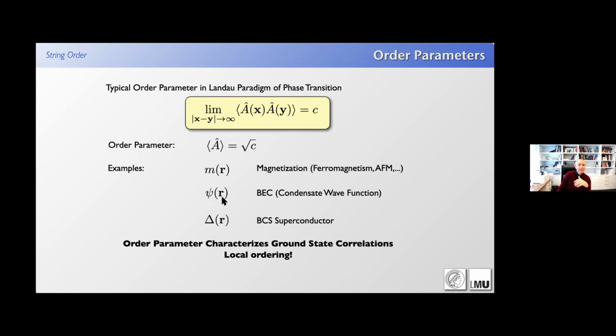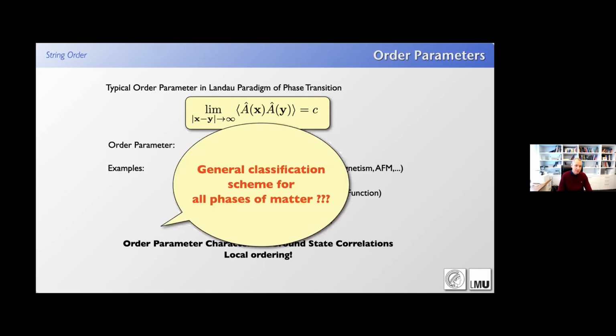Or take a BEC condensate wave function. You tell me the amplitude and phase of the condensate wave function at 1 point in space, and I can perfectly predict what the phase and amplitude of the wave function at some other point in space is going to be. Same for a BCS superconductor. These are all examples of so-called local order parameters, because local knowledge of the system allows you to predict what's going to happen anywhere else in the system. That's why we speak of these as local order parameters.